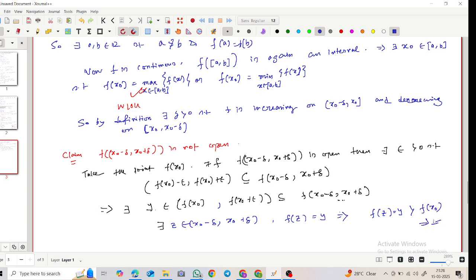Which is a contradiction, right? Because f of x naught was maximum. Because f of x naught was taken to be maximum. Clear?